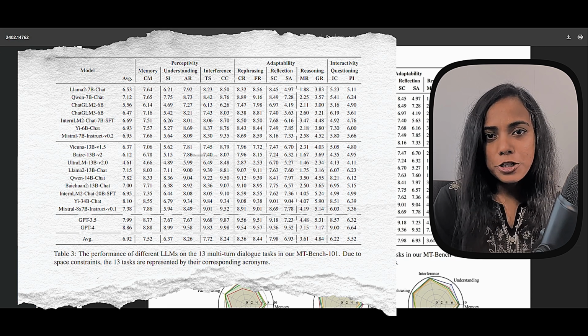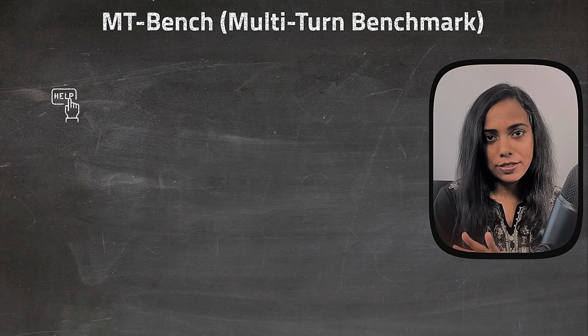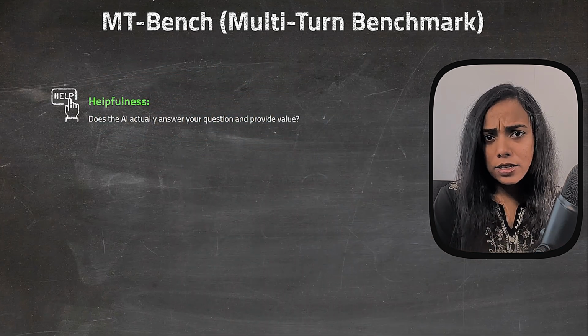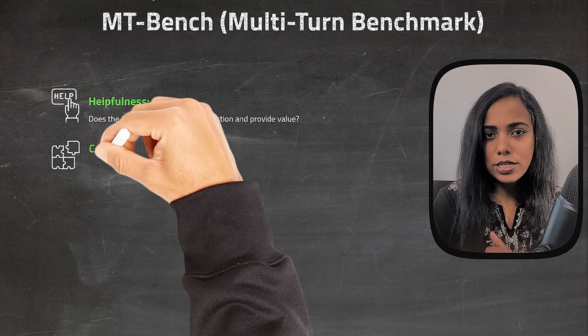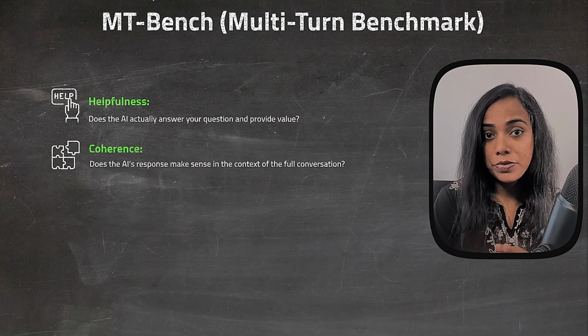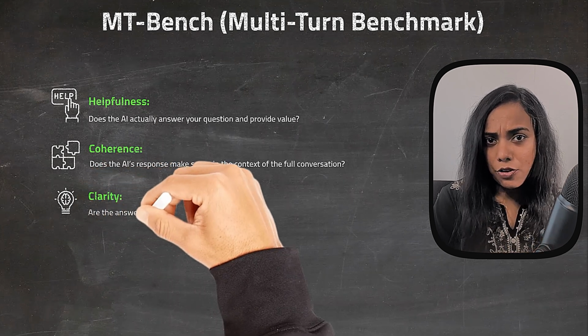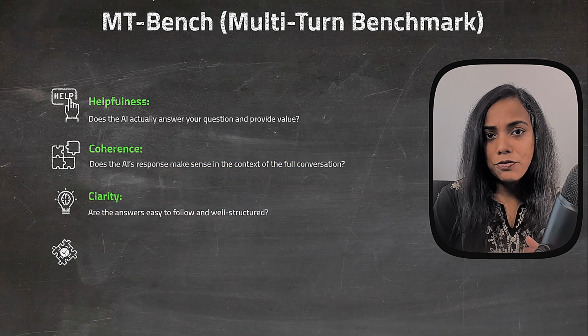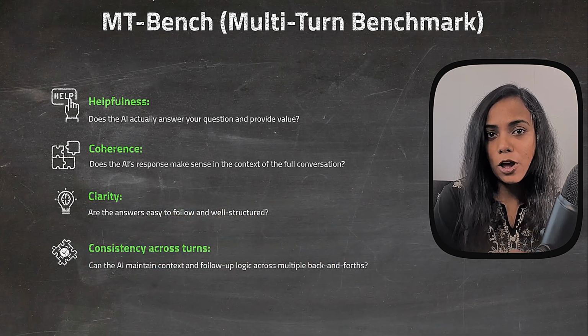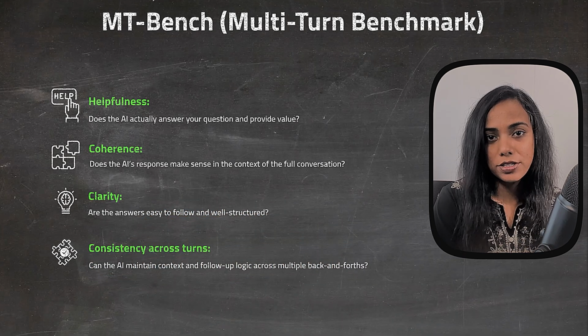So MT-bench measures 4 main things. How helpful is the LLM? Does it actually answer the question that you have asked? Does it provide value? How coherent is it? Does the AI response make sense in the context of the full conversation? Are the answers clear, and are they well structured? And consistency, which is, can the AI maintain context and follow logic across multiple back and forths?